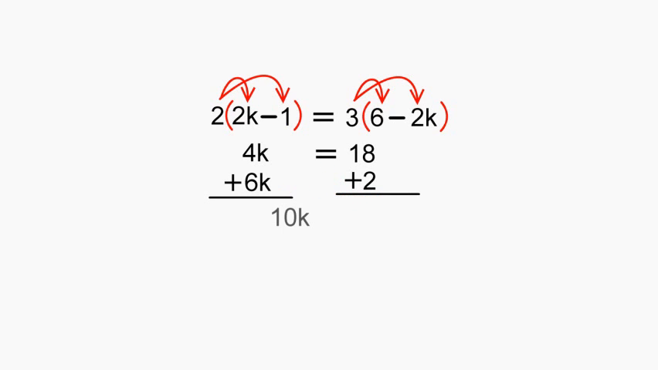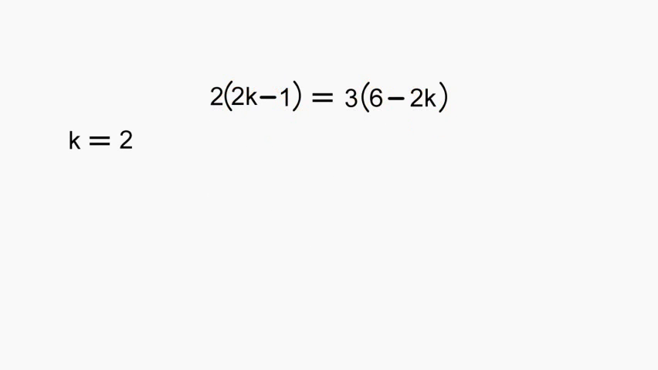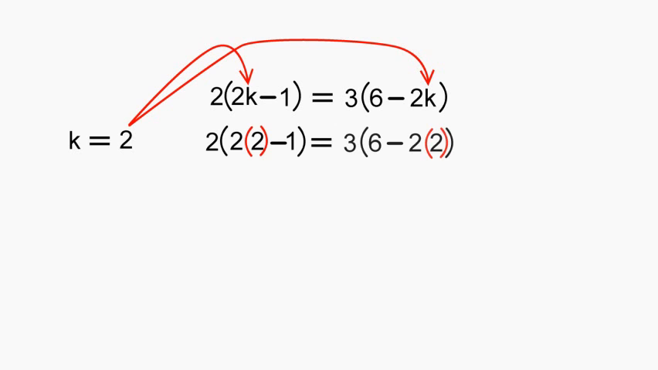Adding 4k to 6k is 10k. On the right side, 18 plus 2 is 20. Dividing both sides by 10 leaves k on the left side, and 20 divided by 10 on the right side leaves 2. Now let's check to see if 2 will make each side equal to each other. Plugging in 2 wherever I see a k, then doing the arithmetic on each side.